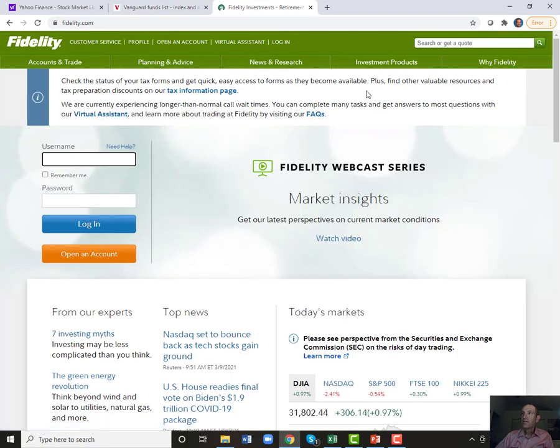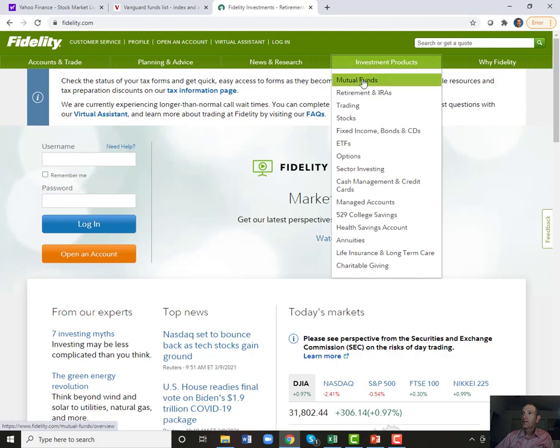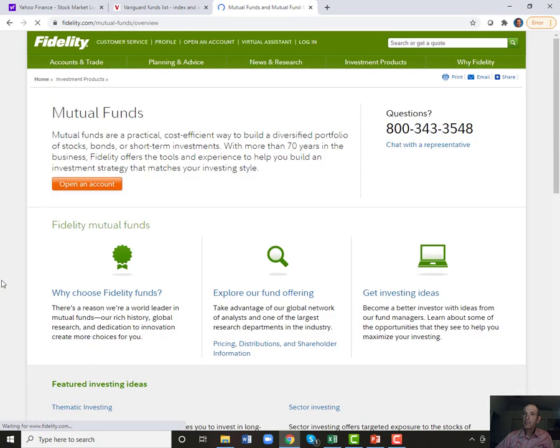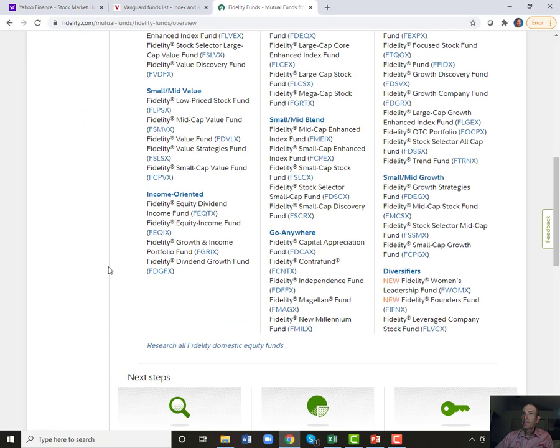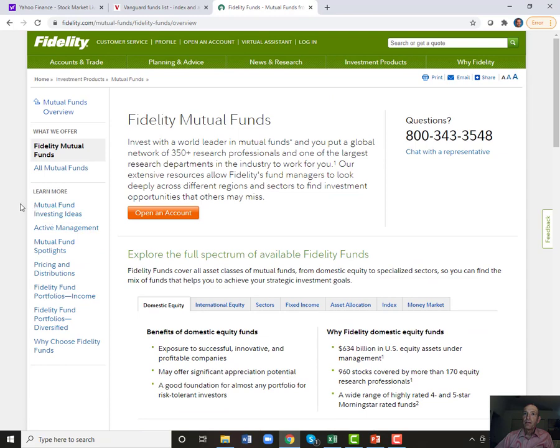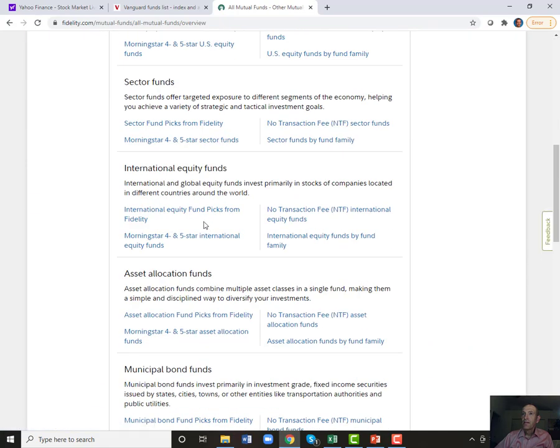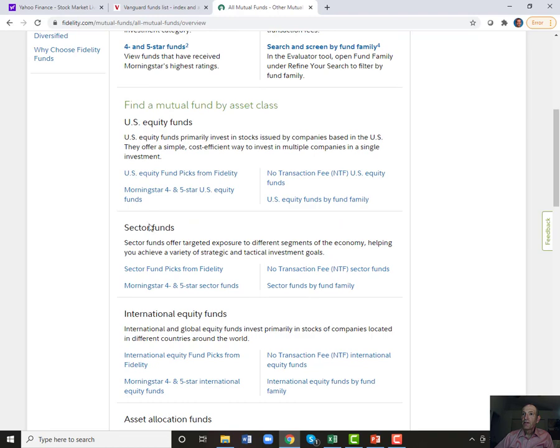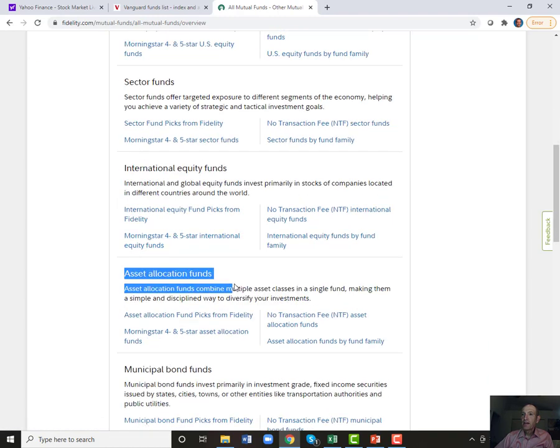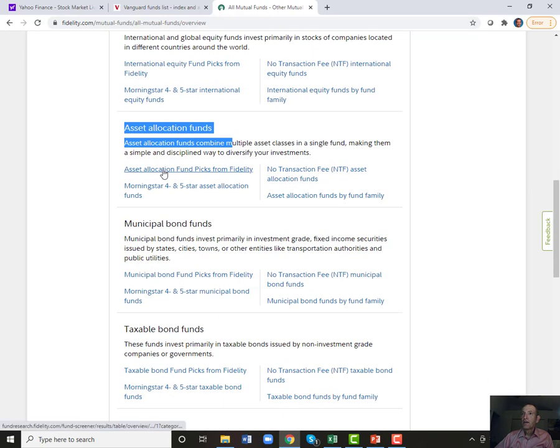This is Fidelity. Same thing: investment products, mutual funds. Explore fund offerings. Stock funds. So, mutual fund investing ideas, all mutual funds. You're just trying to find something that shows all of them. Equity, sector funds, international. Here we have asset allocation funds. Asset allocation fund picks from Fidelity, Morningstar. Asset allocation funds by fund family. Let's do that. So you just have to kind of hunt around until you find them.